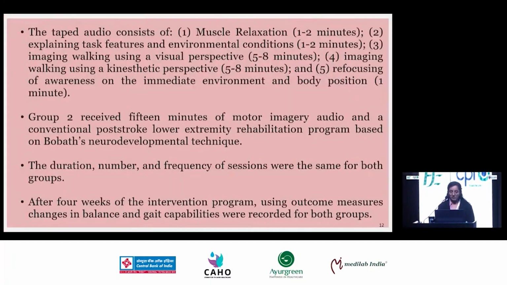The taped audio consists of muscle relaxation and explaining task, features, and environment condition, imagining walking using a visual perspective, imagining walking using a kinesthetic perspective, refocusing of awareness on an immediate environment and body positioning.